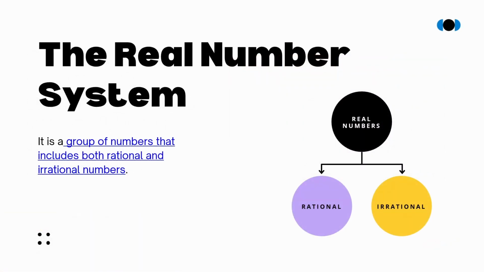So first of all, real numbers are infinite, from 0 to minus infinity, and from 0 to plus infinity. So we have an infinite number of real numbers. We can divide these real numbers into two separate groups: one is rational numbers, another is irrational numbers.